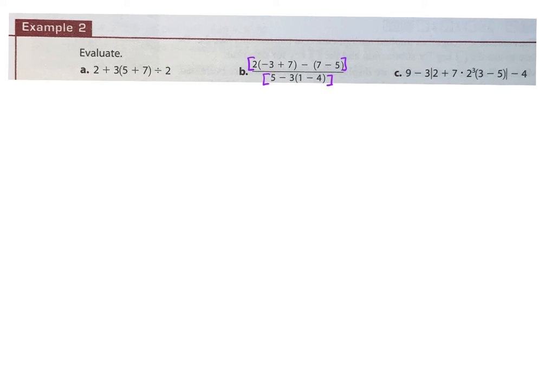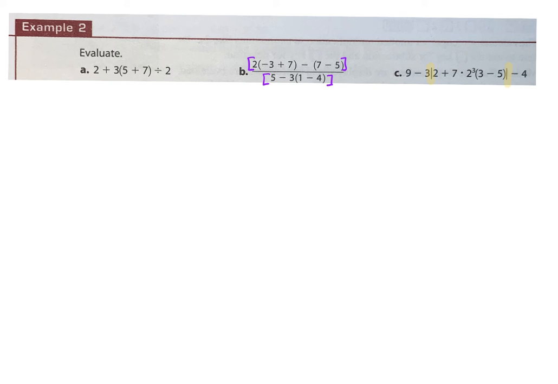And then the last thing, if you'll notice, it has absolute value marks. So you can see that it actually has parentheses, but it also has these absolute value marks. Absolute value marks work as grouping as well. And so when you have grouping within grouping, you work from the inside out. You do your grouping on the inside first and work your way out to the exterior grouping. So we're going to do these three together.